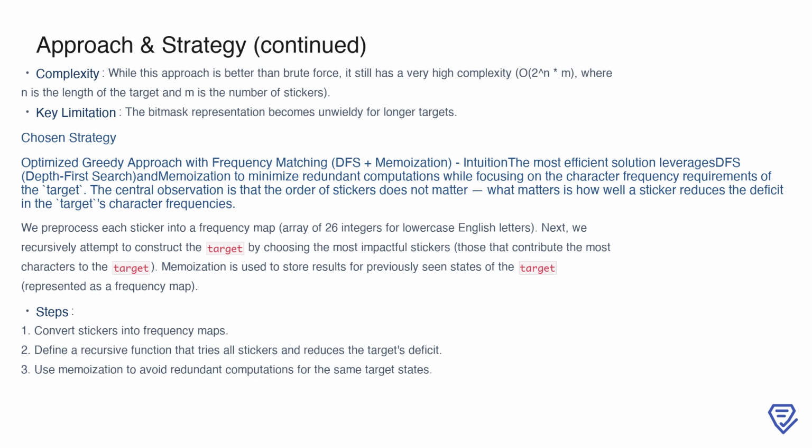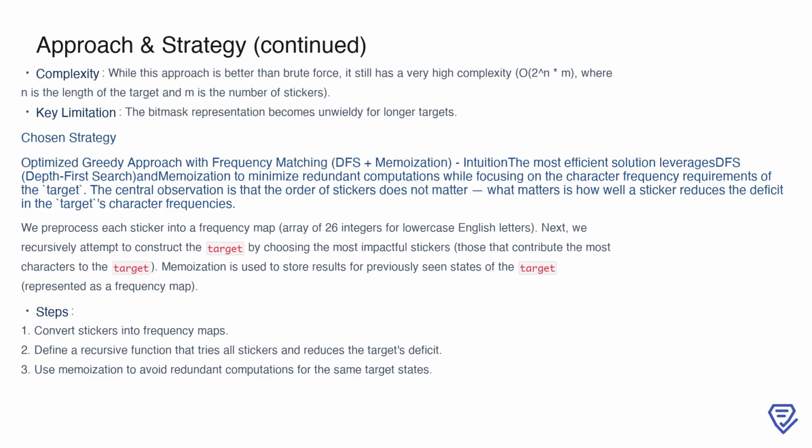The function evaluates each sticker based on how much it contributes to reducing the deficit and chooses the most impactful stickers. This recursive process is made efficient through memoization, where previously computed results for specific target states, represented as frequency maps, are stored and reused. By avoiding redundant computations, we significantly improve runtime.